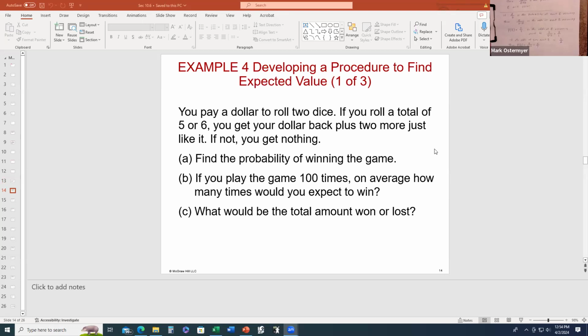So here's an example of how to compute the expected value. Suppose we consider this game here. Suppose we pay $1 to roll 2 dice. If we roll a total of 5 or a 6, then we not only get to keep our dollar that we paid to play the game, but we win 2 more dollars on top of that. If we don't roll a total of 5 or a 6 on the 2 dice, then we basically lose our dollar. Find the probability of winning the game.